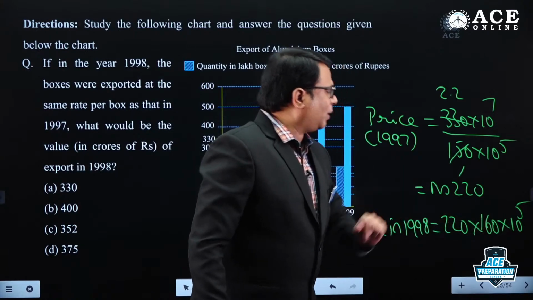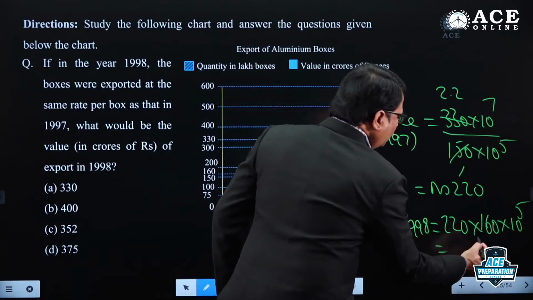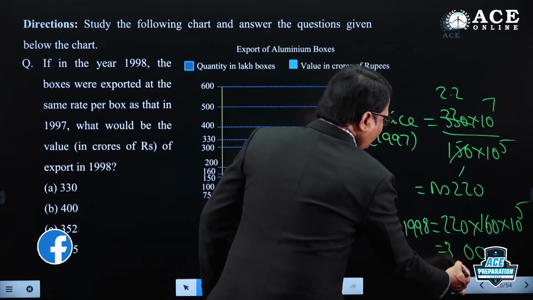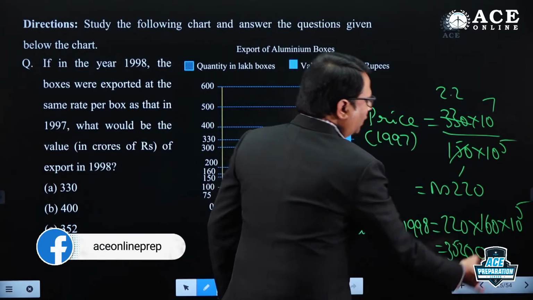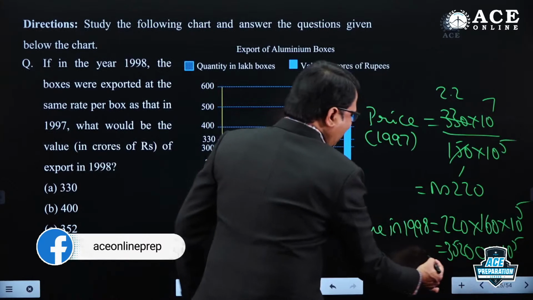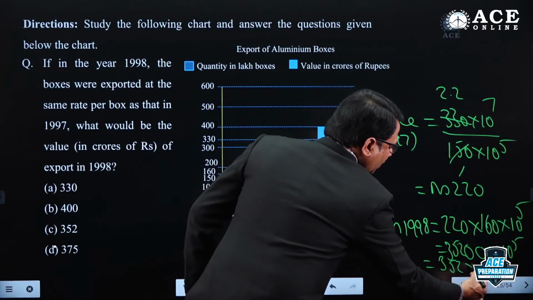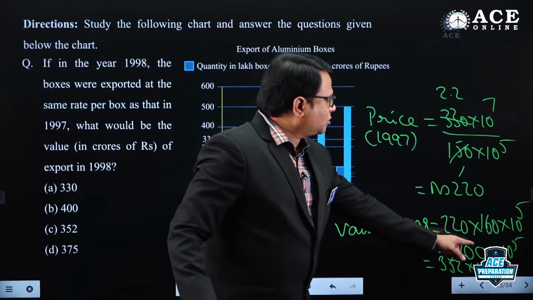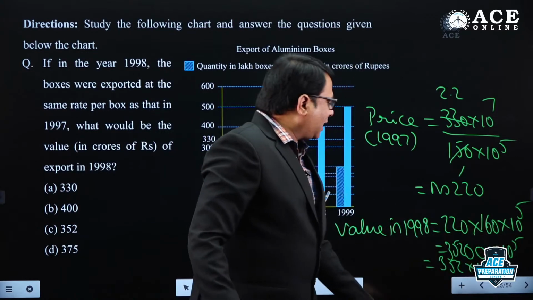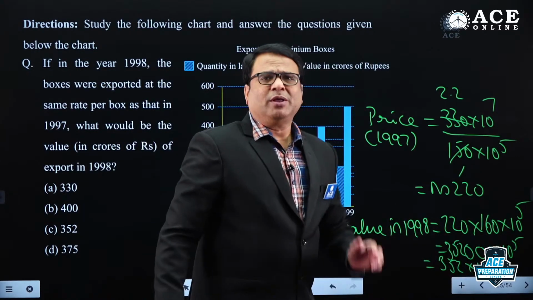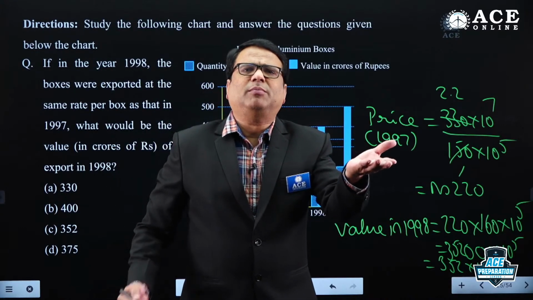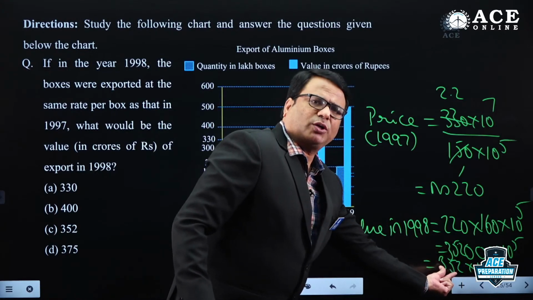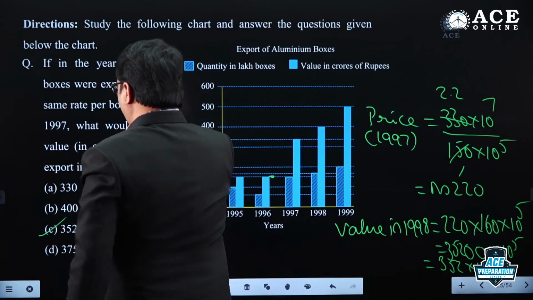So 220 into 160 is how much? That is 352, so 352 into 10 power 5. Then I can write this as 352 into 10 power 7, since 35,200 into 10 power 5 equals 352 into 10 power 7. Now 352 into 10 power 7 is nothing but 352 crores. When we get 10 power 7, that means crores. So I can take the answer as 352 crores.